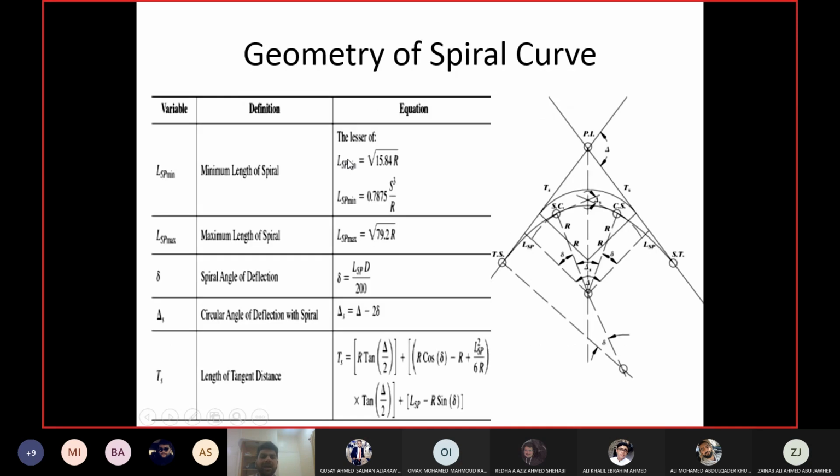Now we have a minimum value of this length of the spiral curve and a maximum value. In between these two values, any value is applicable. So if the lesser value is 100, and from this equation you are getting 300, any value between 100 and 300 is allowed. But which value would you take? There are some guidelines for that.